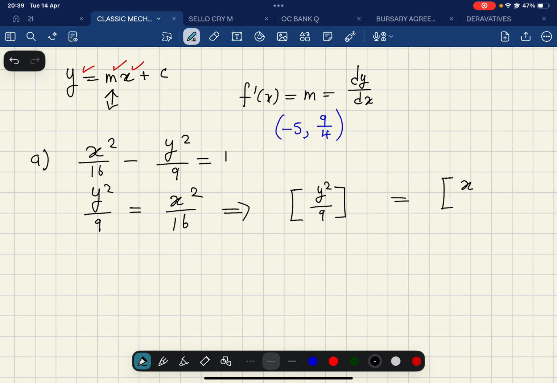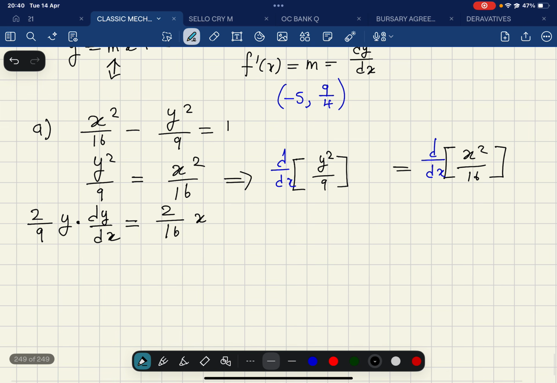Before that, I have to rewrite this. So which means from here I multiply this side by d over dx. Even this side I multiply it by d over dx. From there, when I derive the left hand side, I will get 2 over 9 of y multiplied by dy over dx, which is equal to, on the right hand side, I will get 2 over 16 of x. That's what I'm going to get.